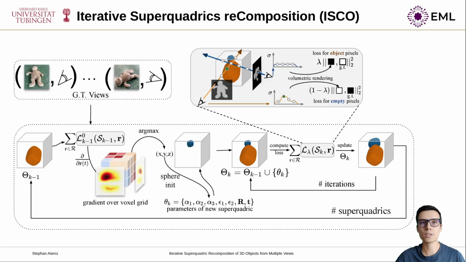After the optimization converges, we initialize a new superquadric around the part of the object that is not covered in our reconstruction yet. By propagating the loss gradient of the object pixels to a voxel grid in the 3D space, we estimate the area of highest error. At this location, a new superquadric is initialized and again optimized. After multiple iterations, we then obtain a complete reconstruction of the object with superquadrics.